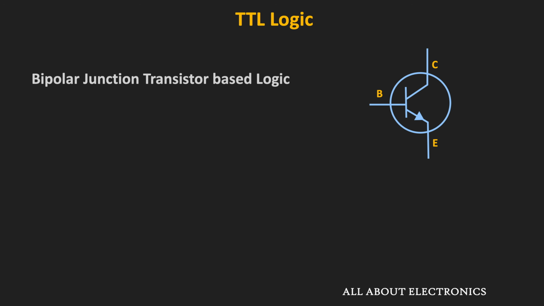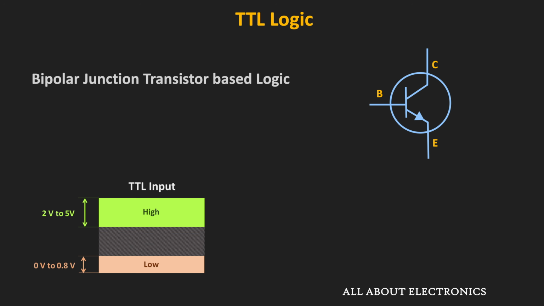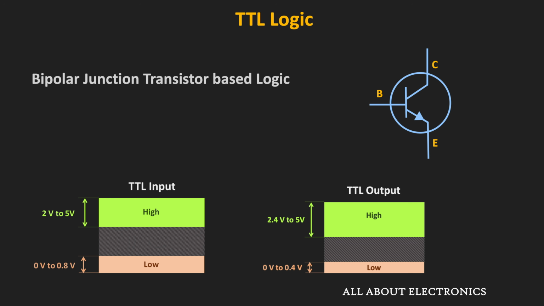Every logic family has a defined range of input and output voltages that can be considered as either logic high or logic low. In case of the TTL logic, any input voltage between 0 to 0.8 volt can be considered as logic 0, while any input voltage between 2 volt to 5 volt can be considered as logic 1. Similarly for the output, any output voltage between 2.4 volt to 5 volt will be considered as logic high, while any output voltage between 0 to 0.4 volt will be considered as logic low.